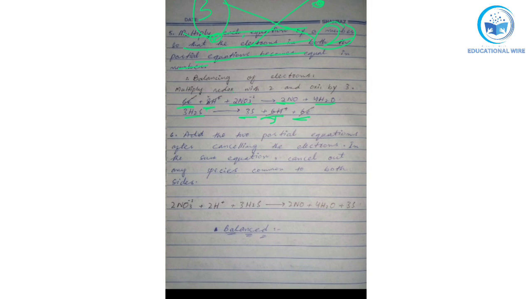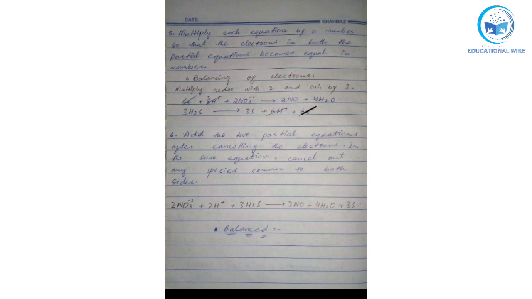Our next point says: add the two partial equations after cancelling the electrons. In the sum equation, cancel out the species common to both sides. It says that if after doing everything, these equations are cancelling out or adding to one another to make the equation balanced, we have to do that.